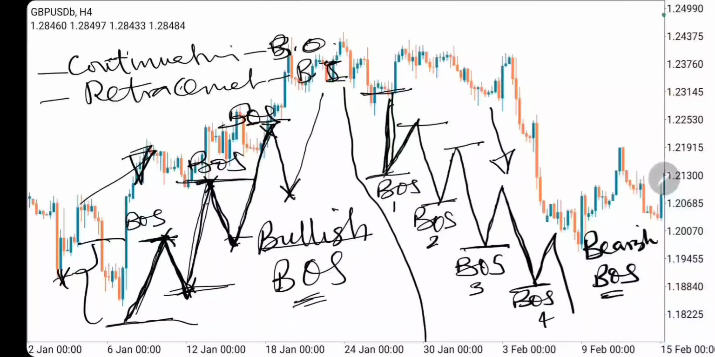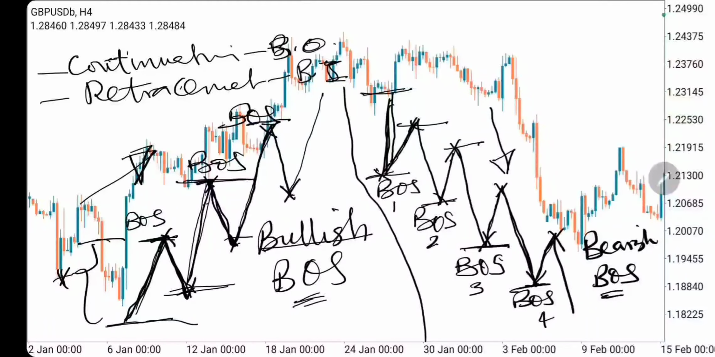But for a bearish break of structure, you have lower high, lower low, lower high, lower low, lower high, lower low, lower high, and each break to the downside creates a new break of structure. Do you understand? So this is actually it.